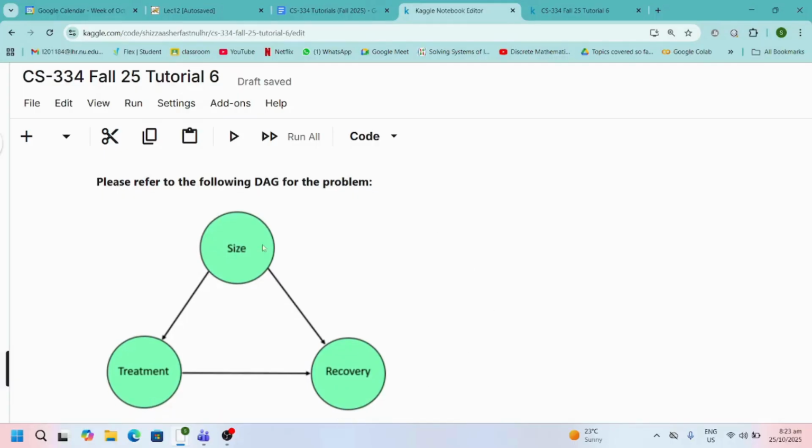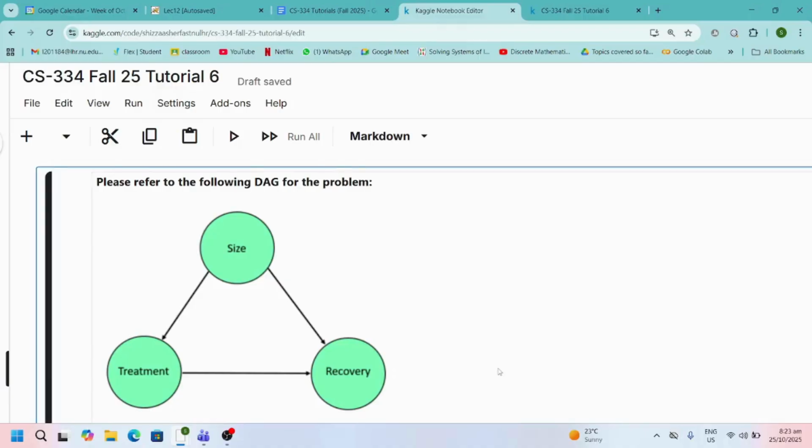So now let's recall that this particular structure that we observe in a causal DAG is called a confounder. Size is a confounding variable. A confounding variable is something that affects both your treatment and your outcome directly or through another variable.